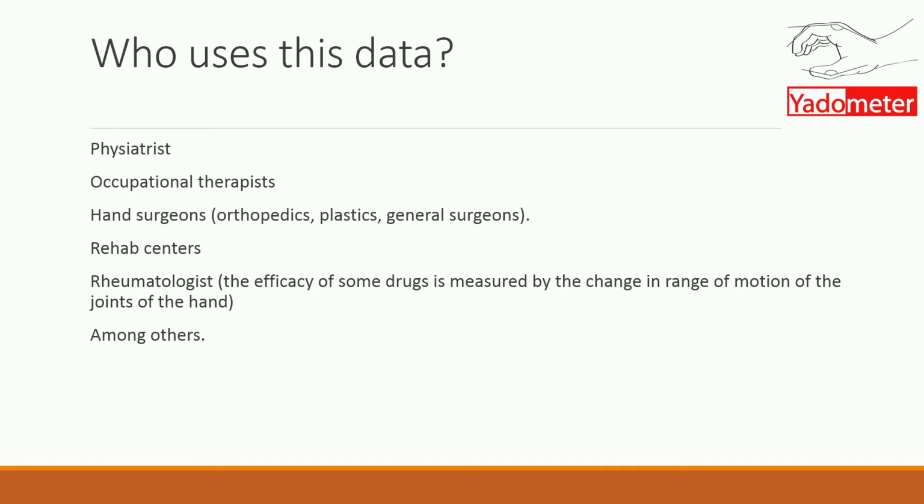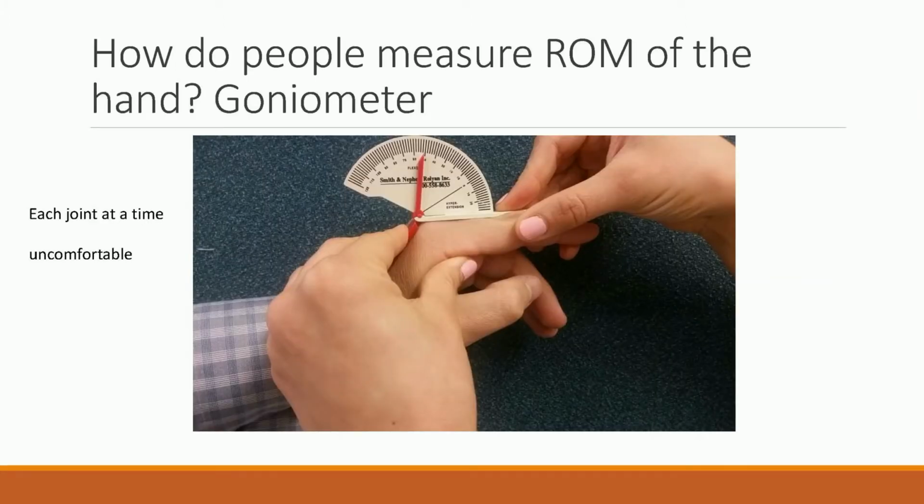So who uses the data from the range of motion of the hand? Physiatrists, occupational therapists, hand surgeons, either orthopedic or plastic and reconstructive or general surgeons, rehab centers, rheumatology, since they can track the progress of arthritis or the benefit of the medications that are being used for arthritis by doing range of motion of the hand joints. So how do we measure right now this range of motion of the hand?